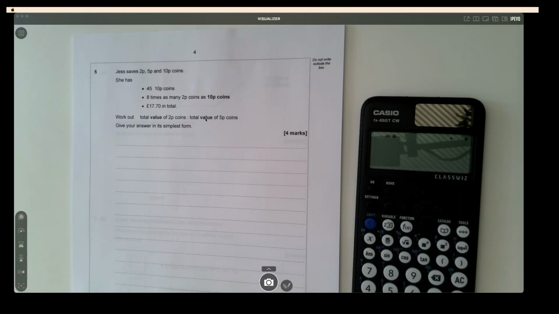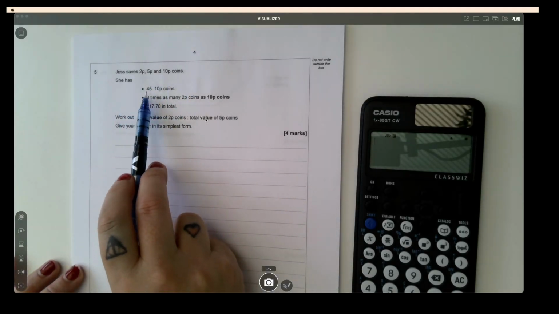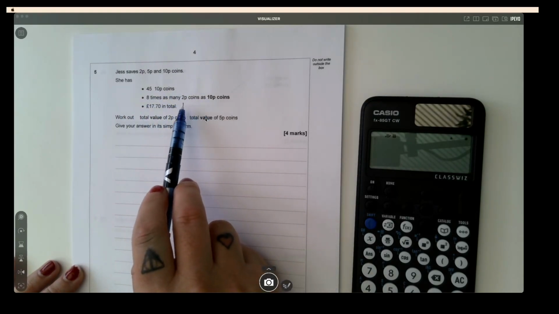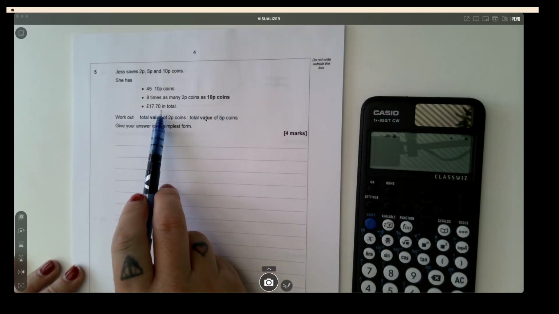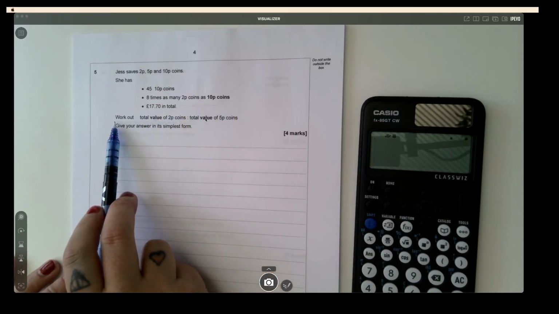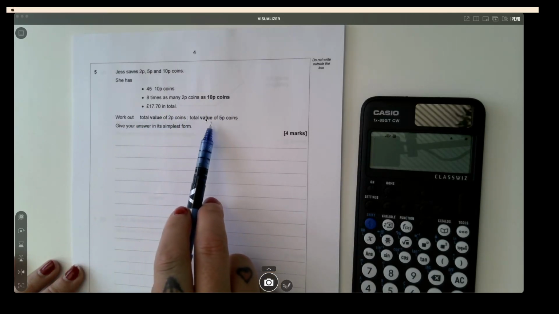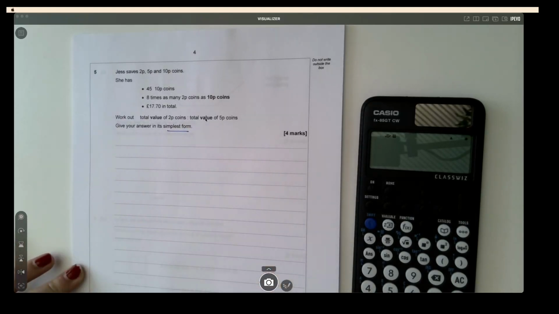Question 5. Jess saves 2p, 5p and 10p coins. She has 45 10p coins, 8 times as many 2p coins as 10p coins, and then £17.70 in total. So they want us to work out the total value of 2p coins to the total value of 5p coins, giving our answer in its simplest form.